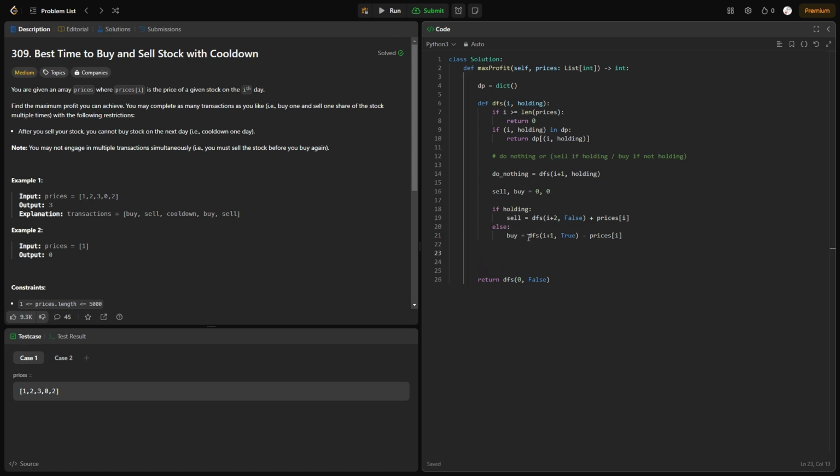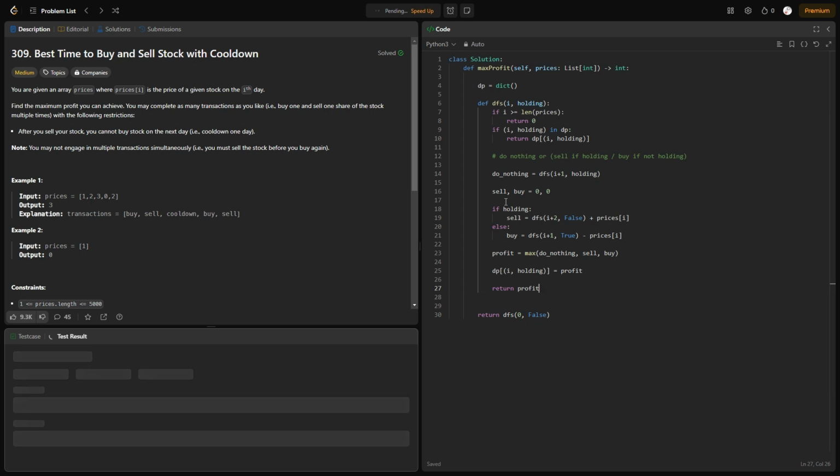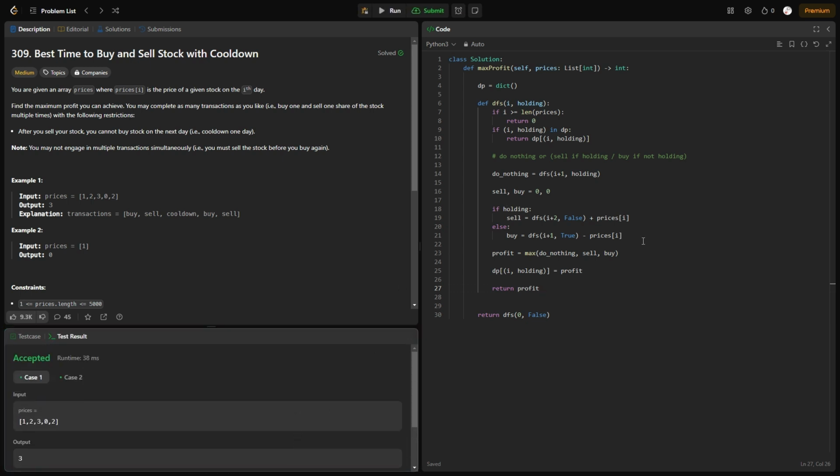So now after this, we want to make sure that we store our current maximum. So let's call that profit. It's going to be the maximum of do nothing or selling or buy. So whichever one is more profitable, we're going to take that one. And DP at I holding, we need to memoize this. So let's store that in our DP dictionary. And this is going to equal profit. And then we can just return profit. So let's try running that. Cool, that worked.